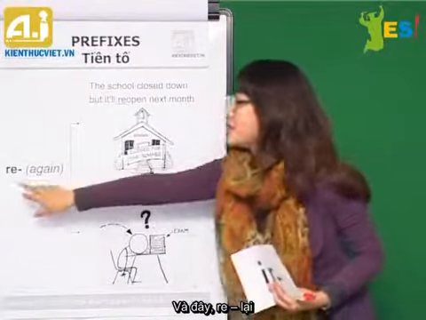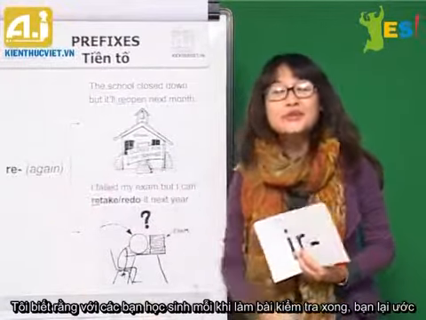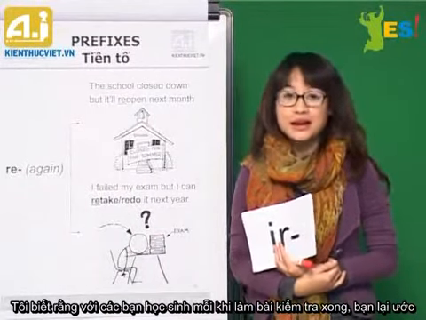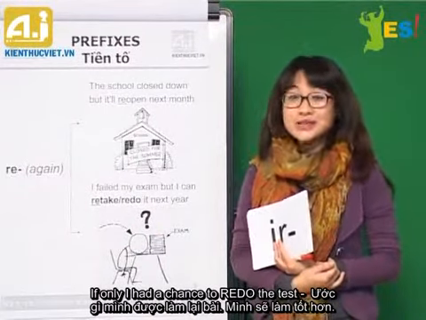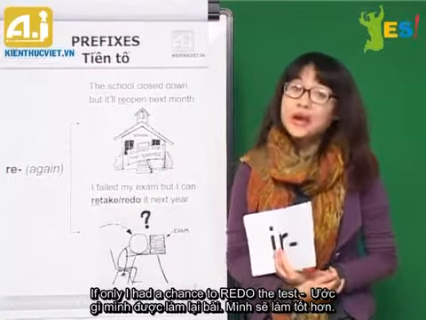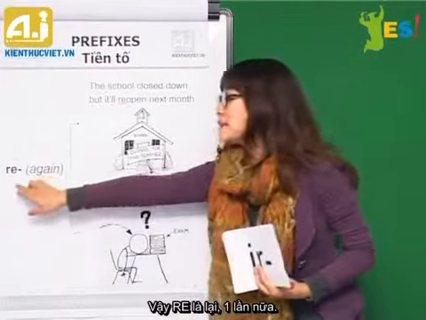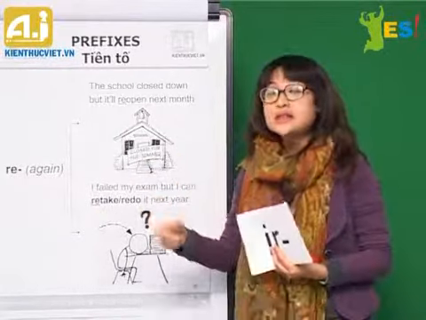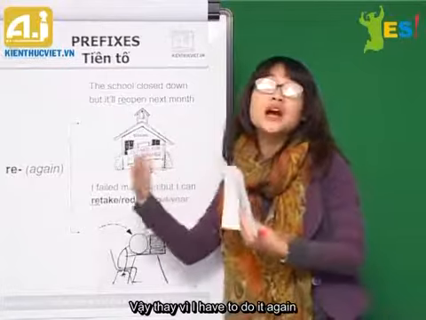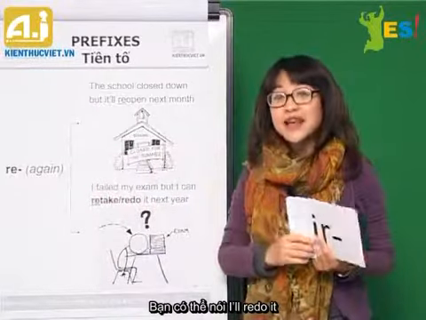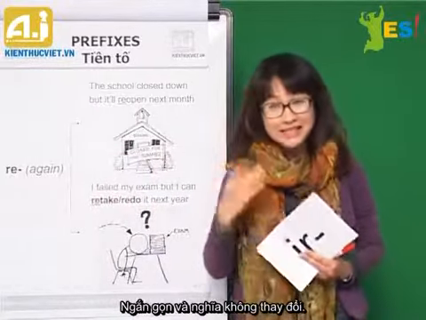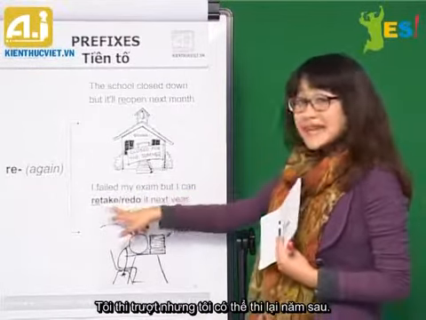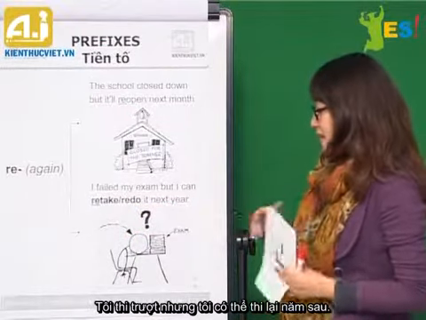And this, re. I know that for students, when they finish doing a test, they always think that if only I had a chance to redo the test, I would have done it better. So re means again. You do it one time, and you do it again. So instead of saying, I have to do it again, very long, you can say, I redo it, short and same meaning. I failed my exam, but I can retake or redo it next year.